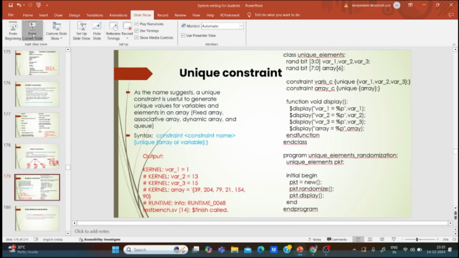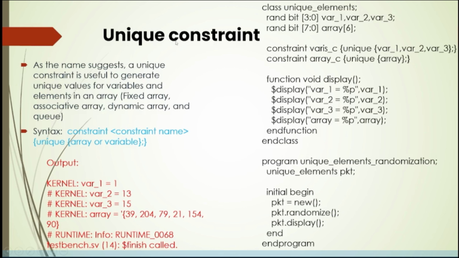And then the next thing is unique constraints. Just like static means sharing the same memory location, from the name itself, unique constraint is something you will mostly use when you are writing constraints for arrays. When you want to put a limitation on a particular array, you will mainly use this constraint. For mostly any kind of fixed array you are writing, you can use the unique constraint.